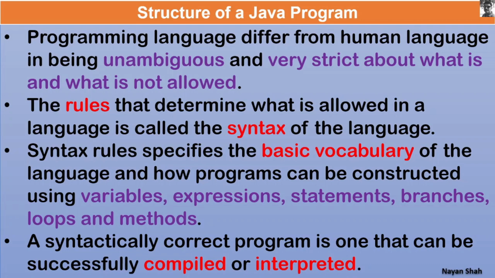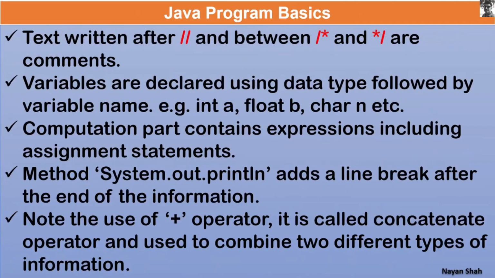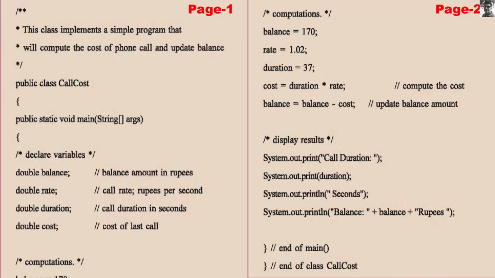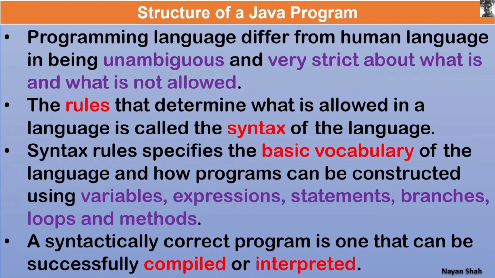A syntactically correct program is one that can be successfully compiled or interpreted. So if there is no syntax error, then the program will compile successfully, as this program is syntactically correct. But suppose here, instead of System.out.print, I write System.out.show, it will generate an error. If I remove the inverted comma after call duration, I start the inverted comma here but I don't put the closing inverted comma, it is a syntax error. So if there is no syntax error, then the program will be successfully compiled or interpreted.